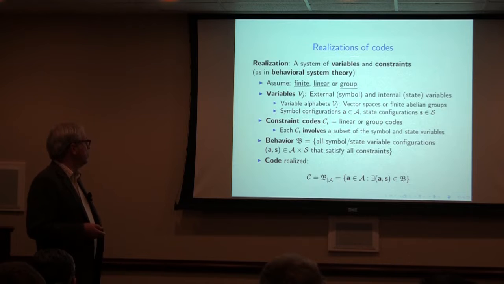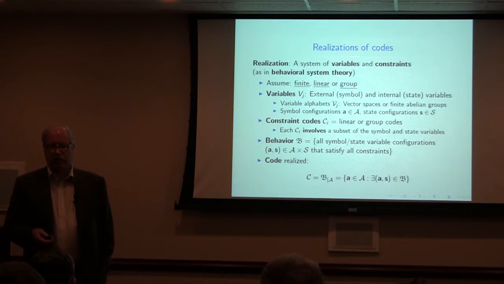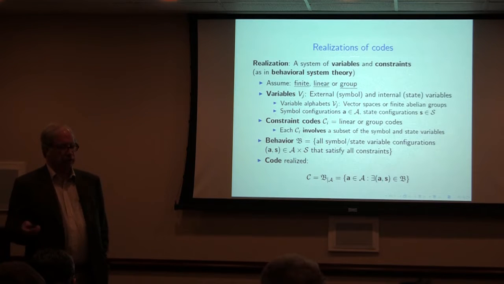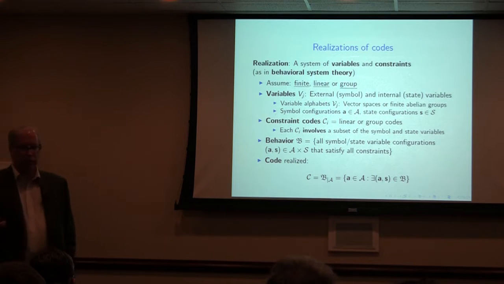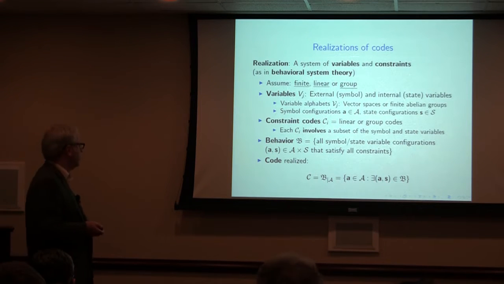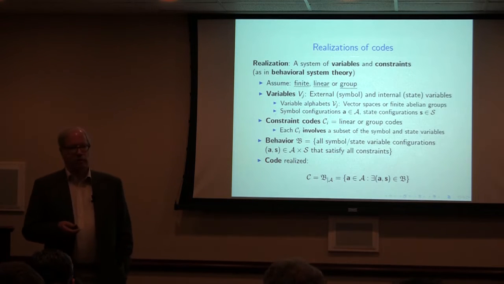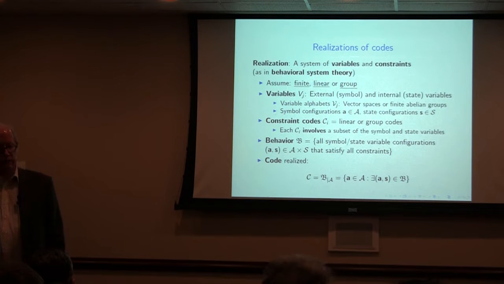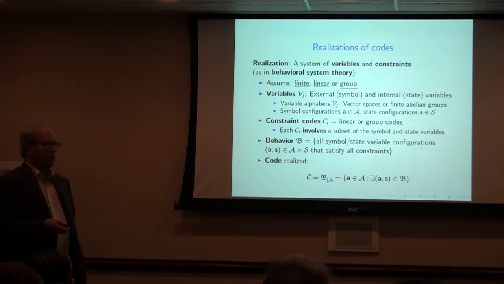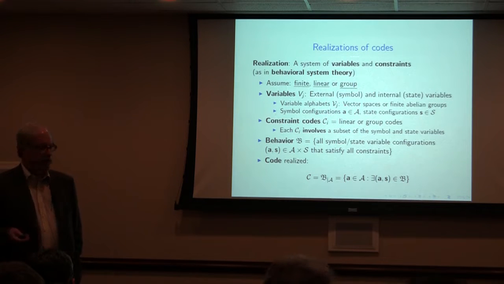We're going to assume always that everything is finite or finite dimensional whenever we need to. We're not going to get into any mathematical complexities from infinities, and that everything has a linear or group structure. And what do I mean by that? I mean that our variables are going to be themselves either vector spaces over some field, a binary field, for instance, or they're going to be groups, specifically finite abelian groups, the simplest kind of groups.